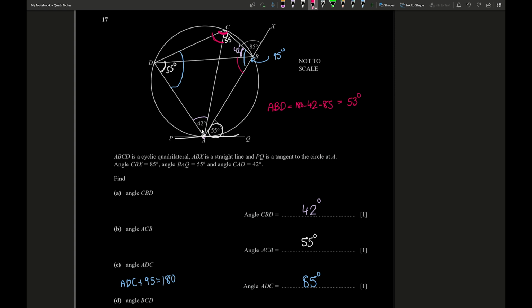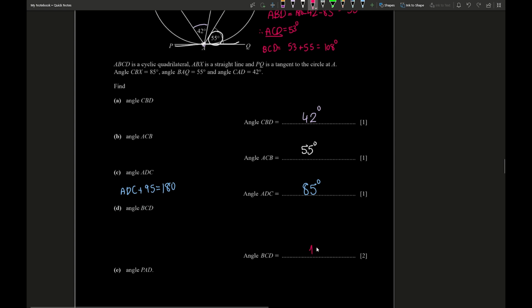So if angle ABD is 53 degrees, that means that angle ACD is also equal to 53 degrees. That means that angle BCD is equal to angle ACD plus angle ACB. So 53 plus 55 degrees will give us 108. All right, very nice question.